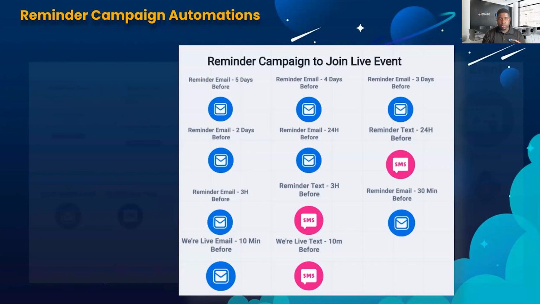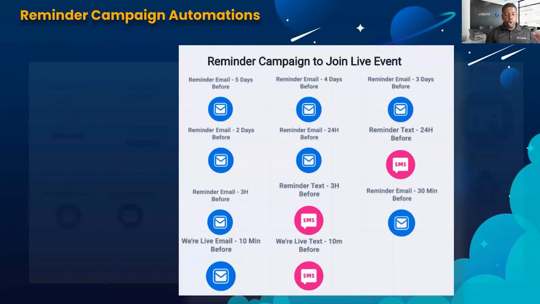I leave them with a hook, 24 hours. I also send them a text message with a snippet of what I just shared. I also send them a text message with a snippet of what the email said. 3 hours before the event: Hey, Zoom room is going to be open in 3 hours. See you soon. Bye for now. I also send them a text message. 30 minutes before the event.